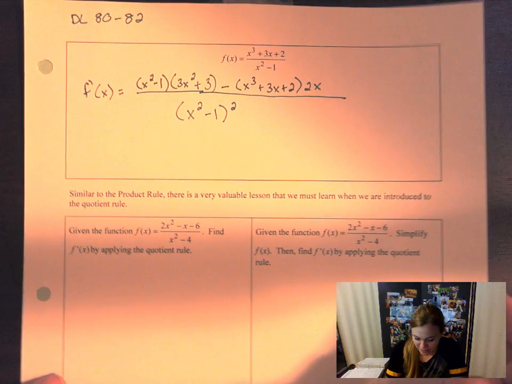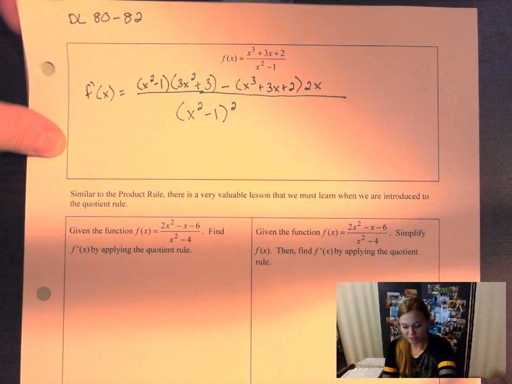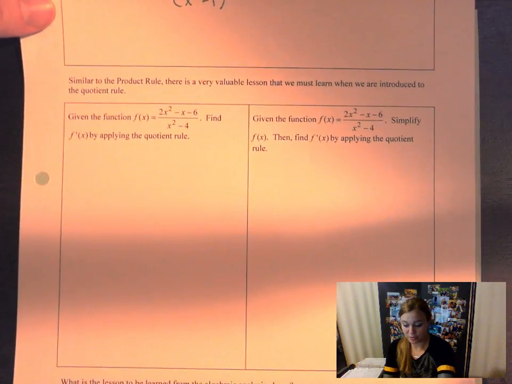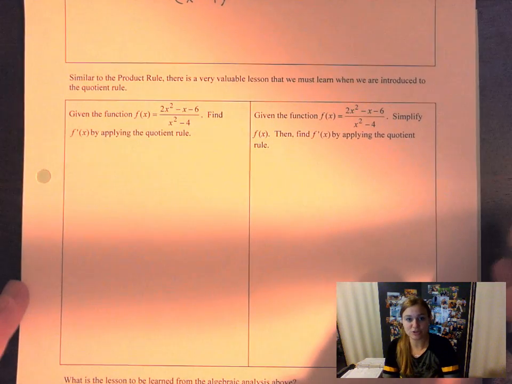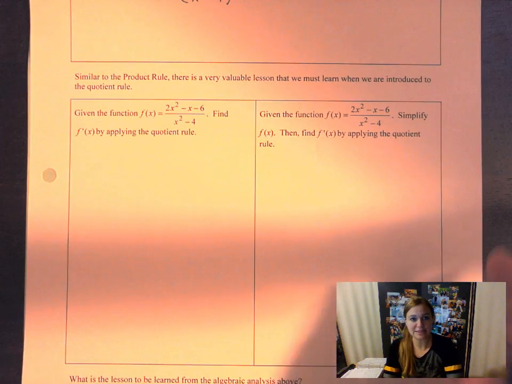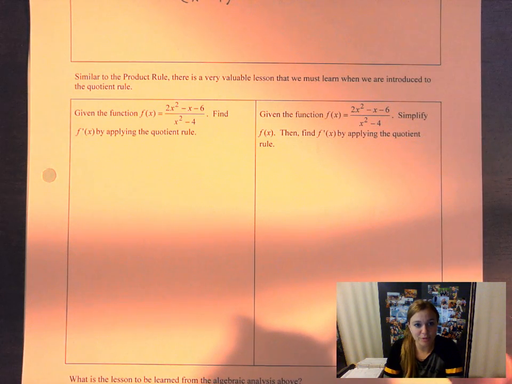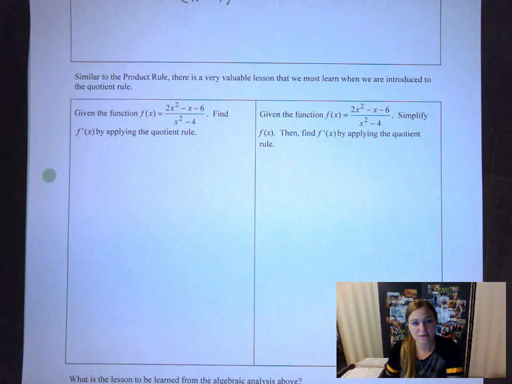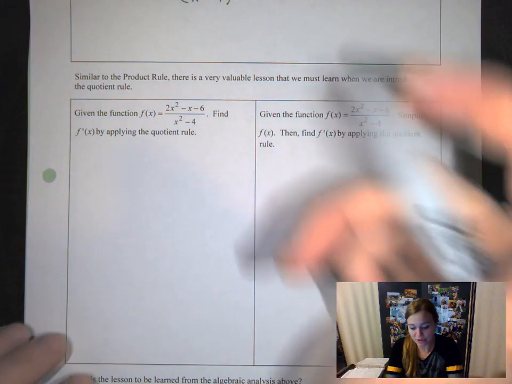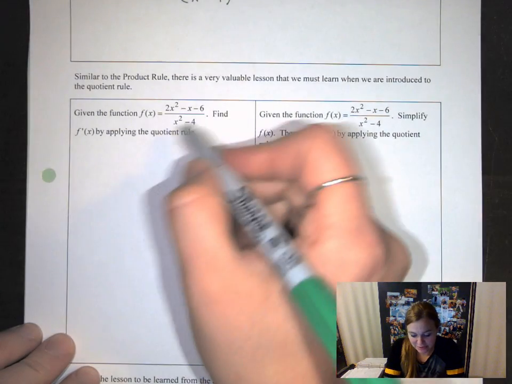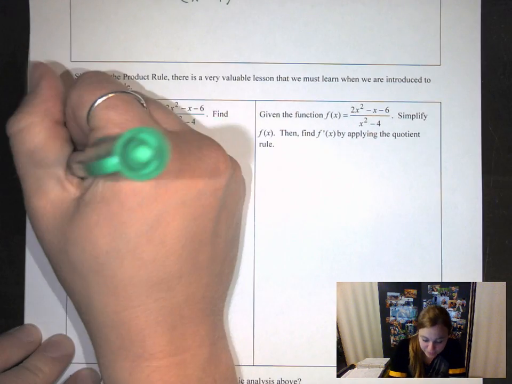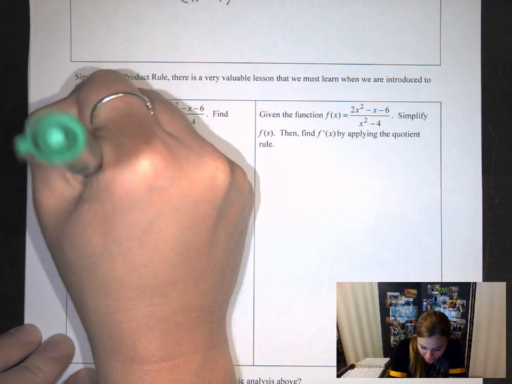Okay, in this one, it says similar to the product rule, there's a very valuable lesson that we will learn about when we're introduced to the quotient rule. So in here, it says find f prime of x by applying the quotient rule. I'm going to see, is that helpful? That's a little helpful. I'm going to do that. So I'm given this function and I'm applying the quotient rule. This is the one, the bottom times the derivative of the top minus top derivative of the bottom over the bottom squared.